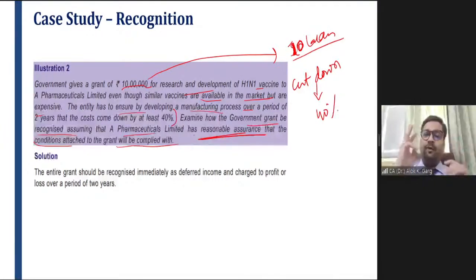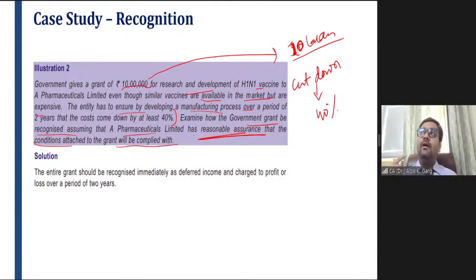So guys, there are 3 information given in the question. First, the money has been received for rupees 10 lakh. Second, the condition is to install a manufacturing process over a period of 2 years so that the cost will be cut down by 40%. Third, the company has a reasonable assurance that the cost will be cut down by 40% over a period of 2 years.